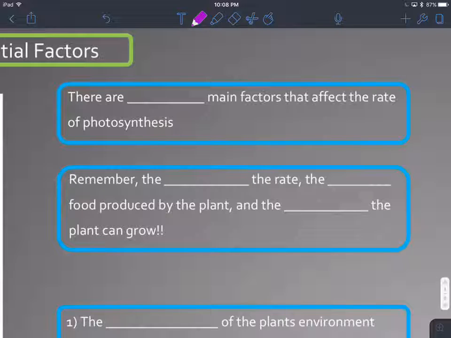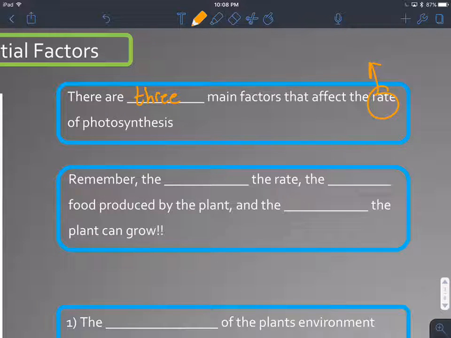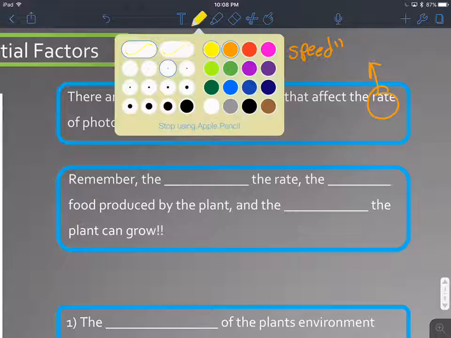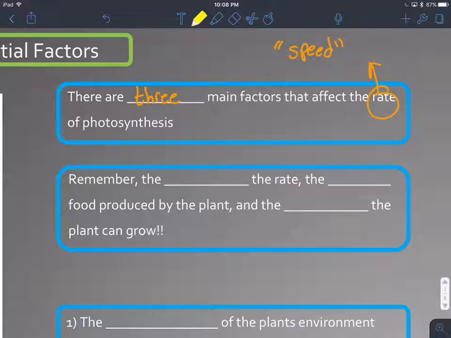What I want you to know is that there are 3 main factors that affect the rate of photosynthesis. And I want us to remember that the word rate basically means speed. How fast is photosynthesis occurring? Another thing to remember is that the more increased the rate is, the more food that the plant is able to produce, and the taller the plant can grow.